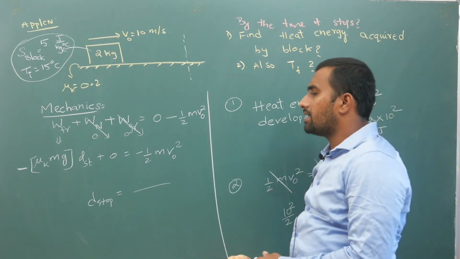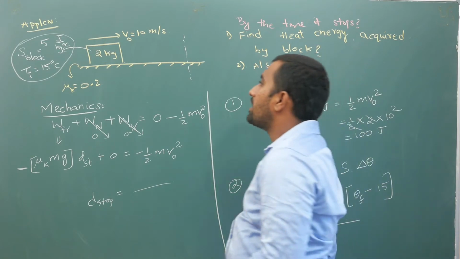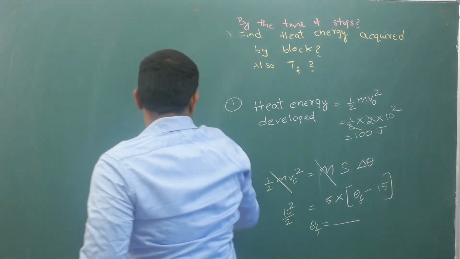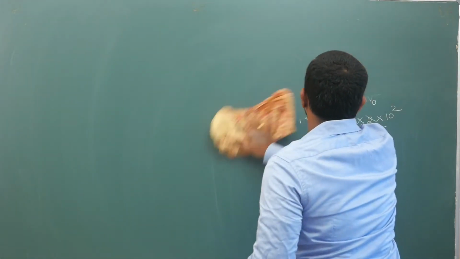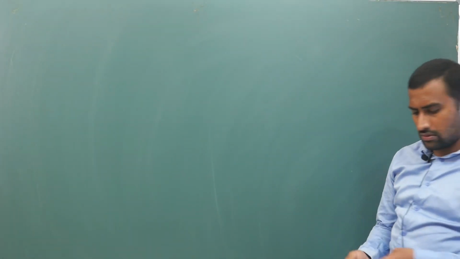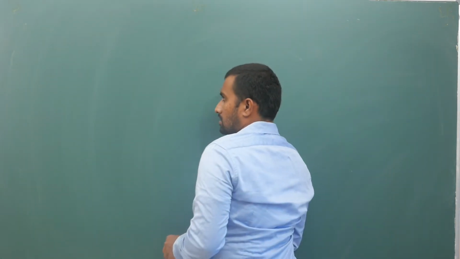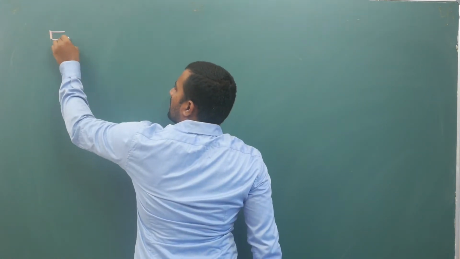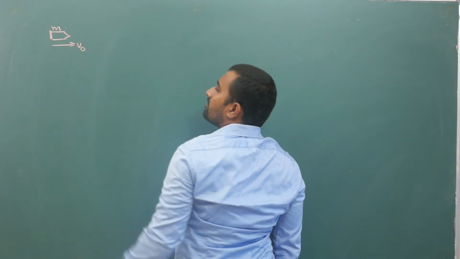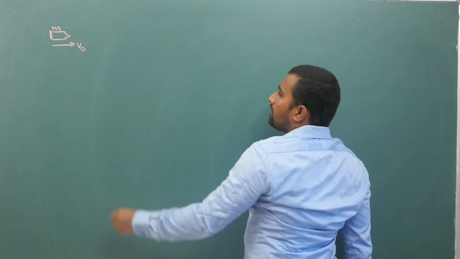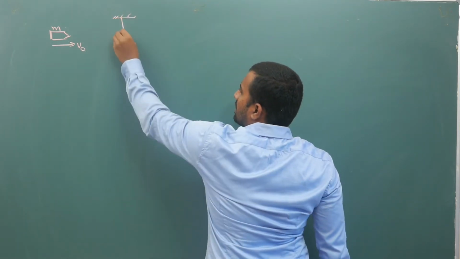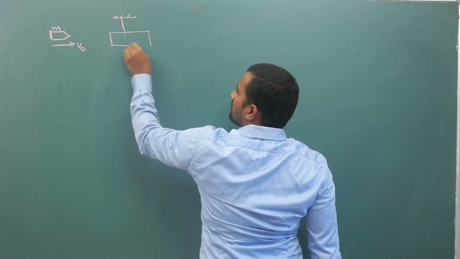Now we'll continue. Next, coming to the second application, those who want to try it, you can. The next situation is like this. There is a bullet, its mass is small m, and it is coming with some velocity v naught like this. Now it is penetrating into a sandbag like this. Let us say you have a big sandbag.